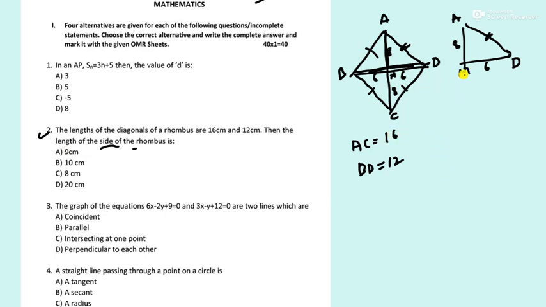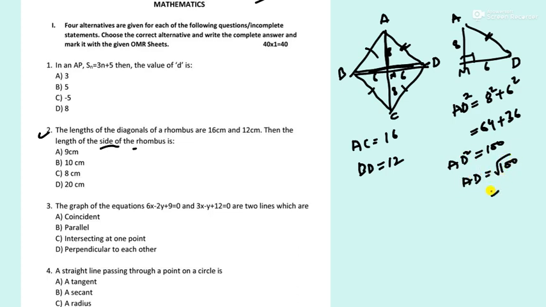Use Pythagoras theorem directly, because this is 90 degree, no? They are bisector and perpendicular to each other. So this will be 90 degree. So Pythagoras theorem states that hypotenuse square is equal to sum of the other two sides' squares. So this is 64 plus 36, which is equal to 100. AD square is 100. So what will be AD? Root of 100, which is equal to 10 centimeters. So here option number B is correct. Got it? Moving to the next question.